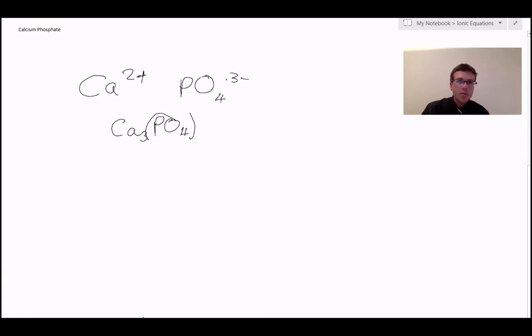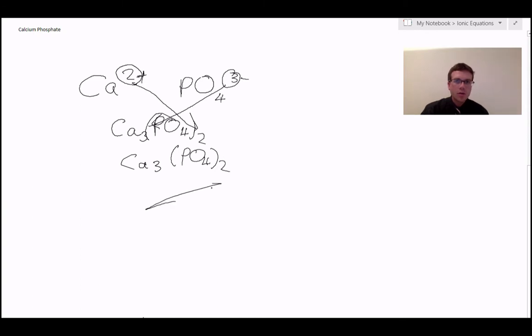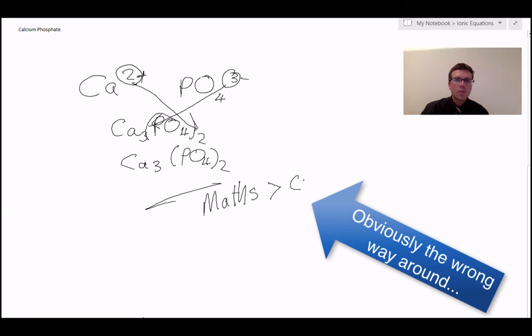We need a 3 because we're going to use the swap over method, and we have a 2, so this 2 goes to here. That's not very clear, so I'm going to write it again. Ca3(PO4)2. And that is all you need to know.